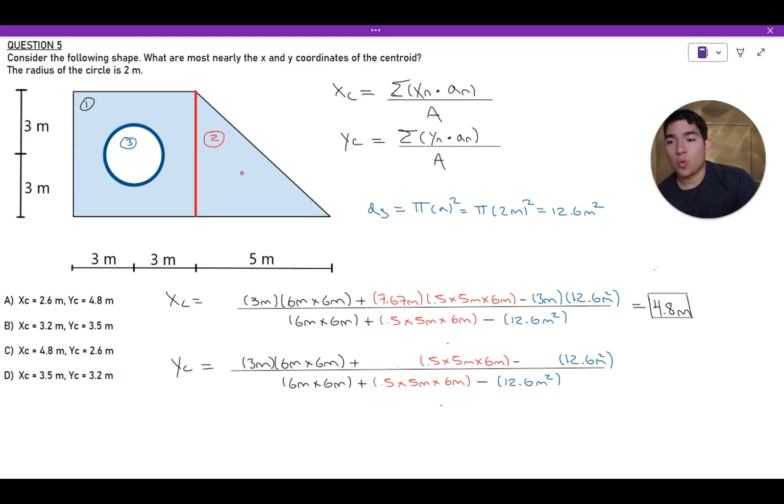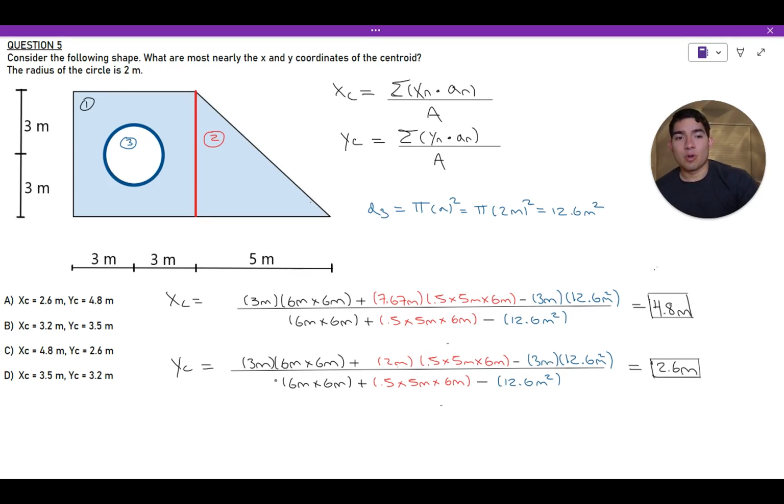And then for the y coordinate for the centroid of this triangle component, we know that it's just going to be the height divided by 3. We can go back to the FE reference manual if we need a reminder for that. So the height divided by 3 is going to be 6 divided by 3, which is 2. So this would be 2 meters. And then for the circle, the y coordinate of that centroid is going to be 3 meters again. So let's just write that back in.